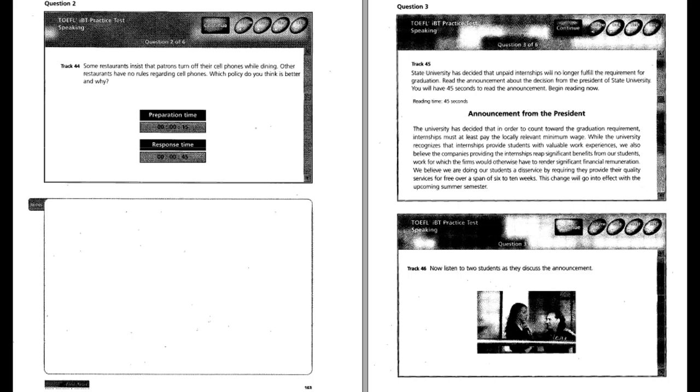State University has decided that unpaid internships will no longer fulfill the requirement for graduation. Read the announcement about the decision from the president of State University. You will have 45 seconds to read the announcement. Begin reading now.